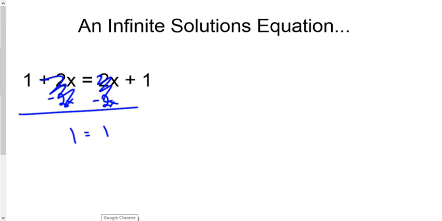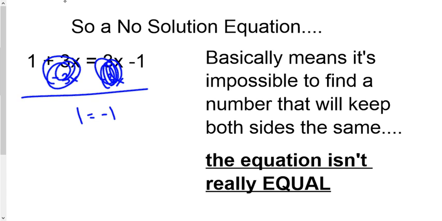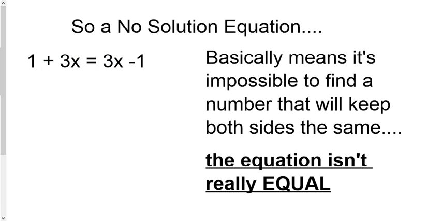So hopefully that gives you a basic idea that with infinite solutions, you can plug in any number and it'll make that equation true. But because it's got more than one answer, we need to call it infinite solutions. And for the no solutions, basically it just means that the two sides are not equal, and nothing's ever going to be able to solve it. There's not a single number that will make that equation true.